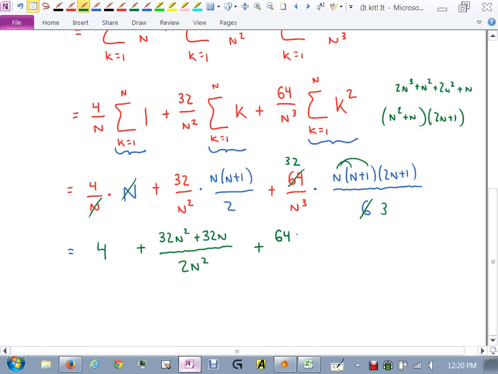64 n cubed. Oh, I never put these n squareds together. That's 3n squared times 32, 96 n squared, and then finally plus 32n all over 3n cubed. And now this is really bothering me right here. 16, 16, and gone. We okay? That's it. We're done.